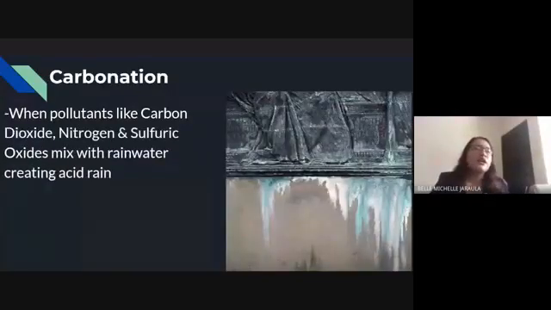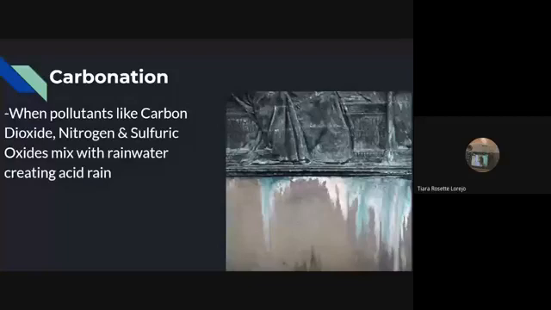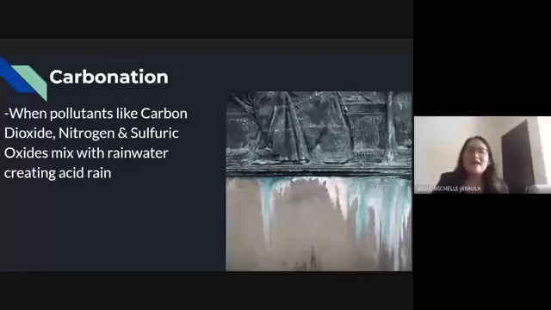The next one is carbonation. It is when pollutants like carbon dioxide, nitrogen, and sulfuric oxides mix with rainwater, creating acid rain. Anybody knows acid rain? What is acid rain? Poisonous rain. Pwede, because it brings pollutants. Oh, yes, very good. It is corrosive rain. Very good.